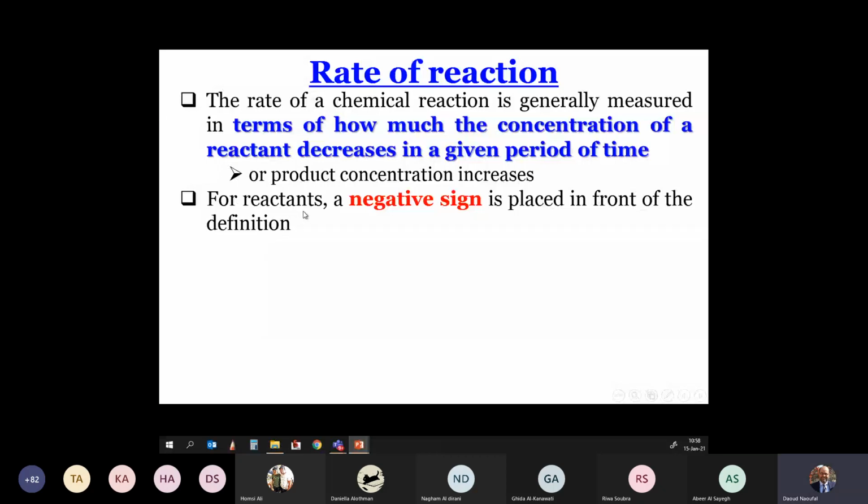Pay attention that for reactants, a negative sign is placed in front of the definition. The negative sign is in the definition, but the value of the rate is always positive.